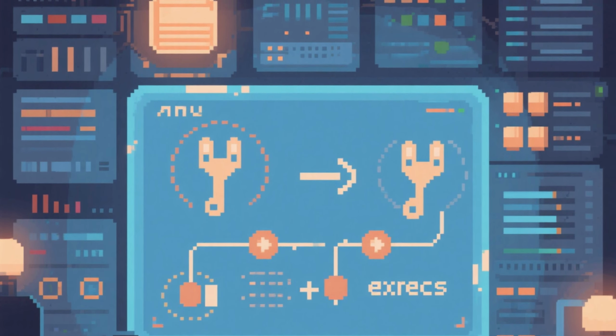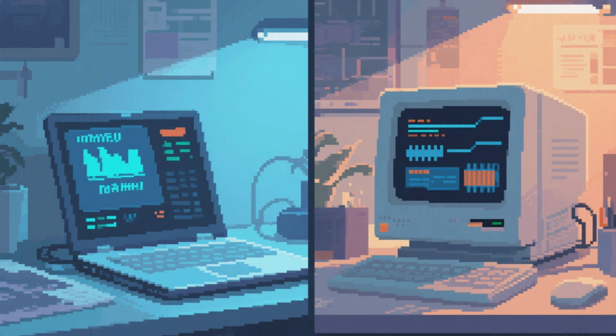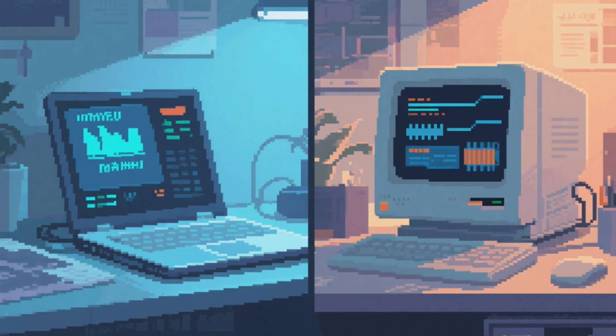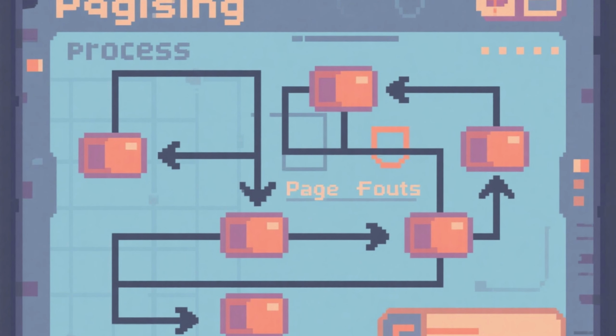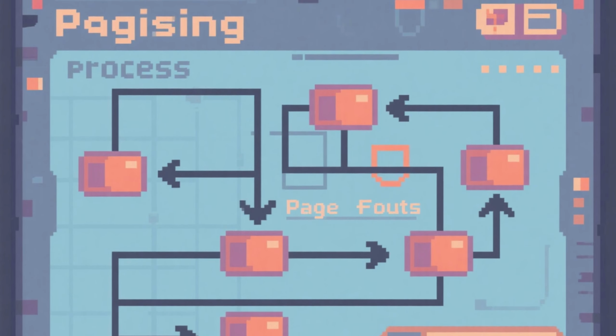Unnecessary copying is avoided. Conclusion: virtual memory is a masterpiece of abstraction. It frees programmers from physical memory limits, allowing systems to run larger and more processes efficiently. Its foundation is paging, managed through page faults, and enhanced with optimizations such as copy on write.